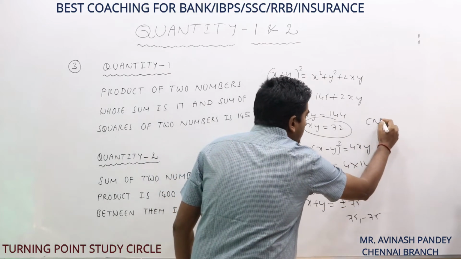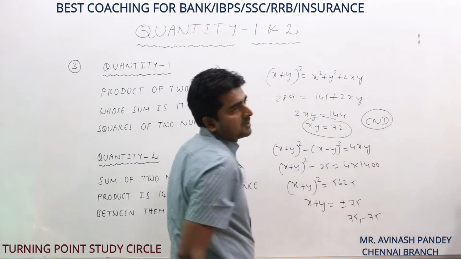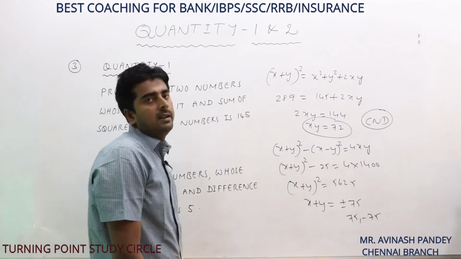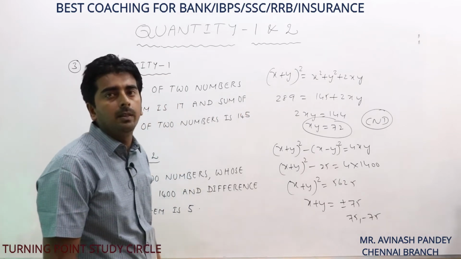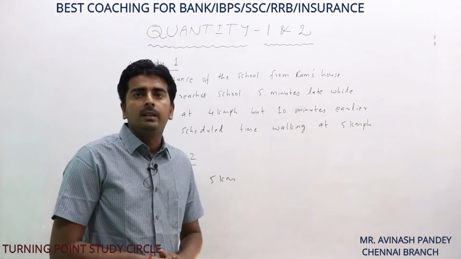So what is your answer? Your answer is C and D, which is nothing but the fifth option. If it is there, your answer is C and D. You can't get any answer. So I hope you are clear with the third question.